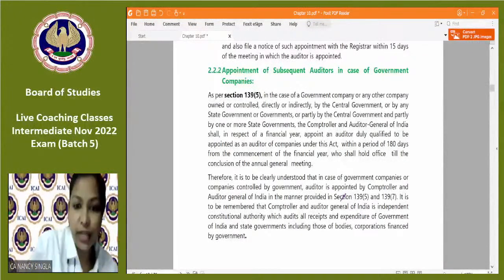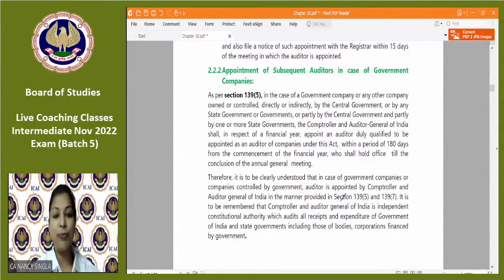Comptroller and Auditor General of India. Government company, you found out, means not less than 51% of the paid up share capital is held by CG or SG or SGs or partly by CG, SG, and includes a subsidiary of a government company. Everyone has Googled and written it. Girish Chandra Murmu is the 14th CAG.